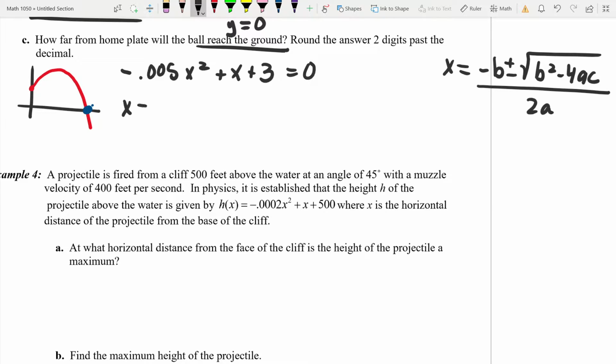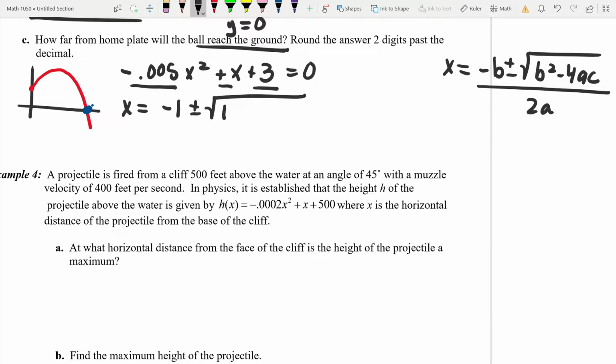Okay, let's do this. I want everybody to write x equals. My a is negative 0.005, my b is 1, my c is 3. So it's going to be negative 1 plus or minus the square root of 1 squared. Everybody freeze right here and listen. This is where you really have to listen to me for the rest of this thing, okay? Don't ever write anything squared right here. Never. It's going to mess you up on the calculator. So just don't do it. Figure out what it is. So what is 1 squared?